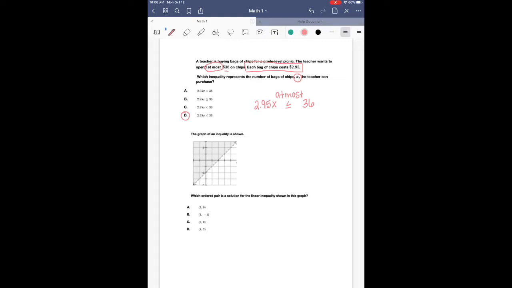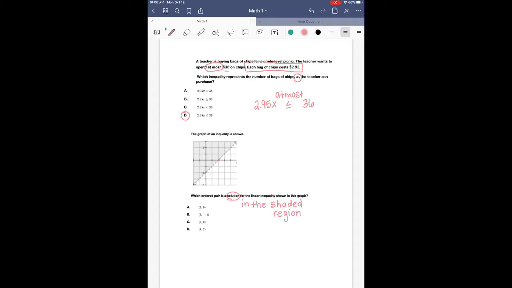All right, for number 2, it says the graph of an inequality is shown below. Which ordered pair is a solution? In order to be a solution, it has to be in the shaded region. So what we're going to do is graph these and see which one falls in the shaded region.